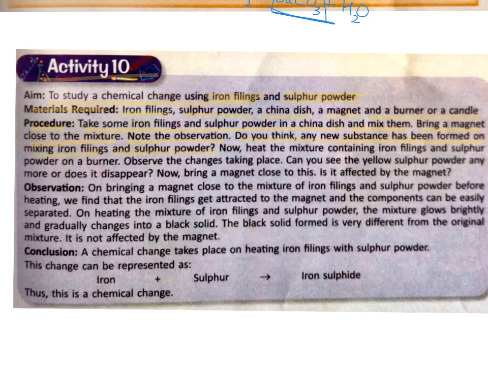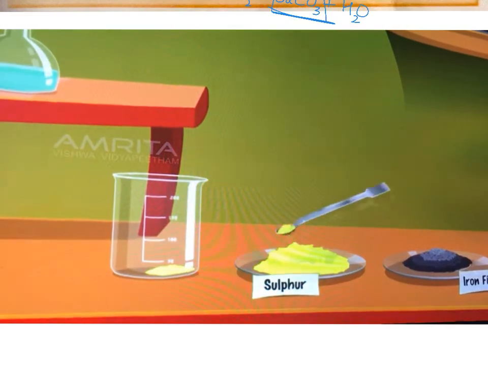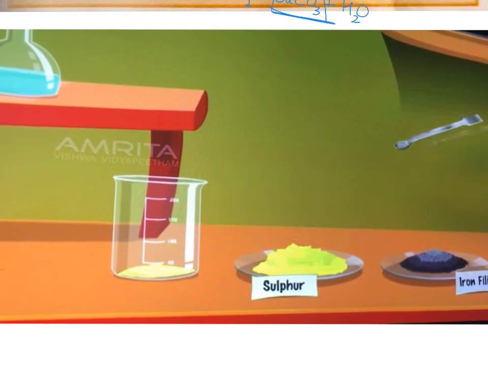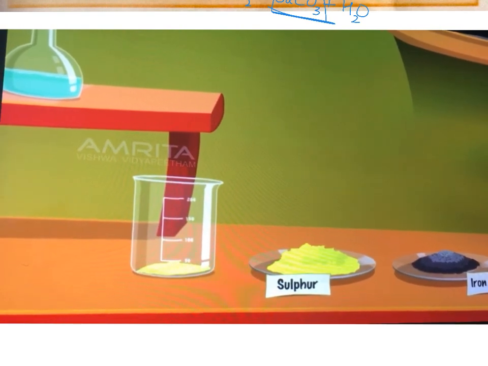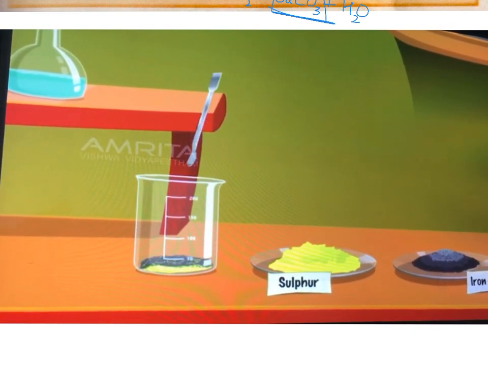So let's look at this activity. Take a beaker, add 2 spatula of sulfur powder to it. To the same beaker, add 2 spatula of iron filings.